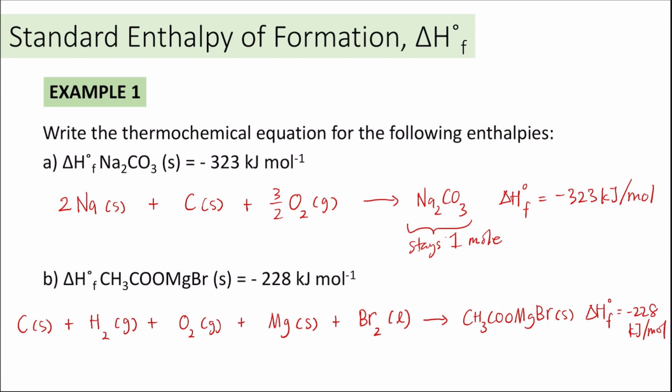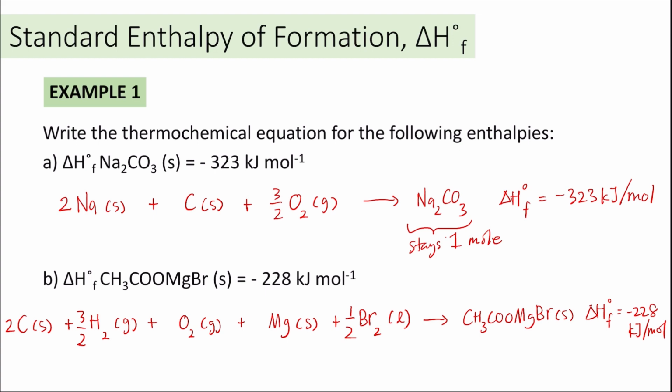And then, saya akan balancekan saya punya chemical equation. Carbon, saya ada 2. And then, hydrogen, saya ada 3. So, saya akan letak 3 per 2. And then, oxygen, saya memang ada 2. Magnesium, saya ada 1. Dan Br, saya ada 1 je kat sini. So, saya akan letak 1/2. So, I got my thermochemical equation.